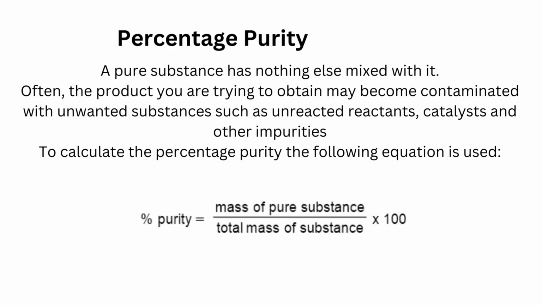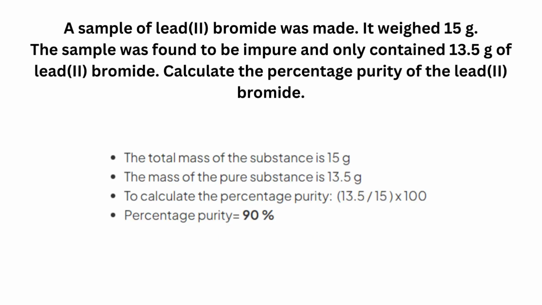Next subtopic is percentage purity. A pure substance has nothing else mixed with it. Often, the product you are trying to obtain may become contaminated with unwanted substances such as unreacted reactants, catalysts, and other impurities. To calculate the percentage purity, the following equation is used. Percentage purity equals mass of pure substance over total mass of substance times 100. An example is shown over here.